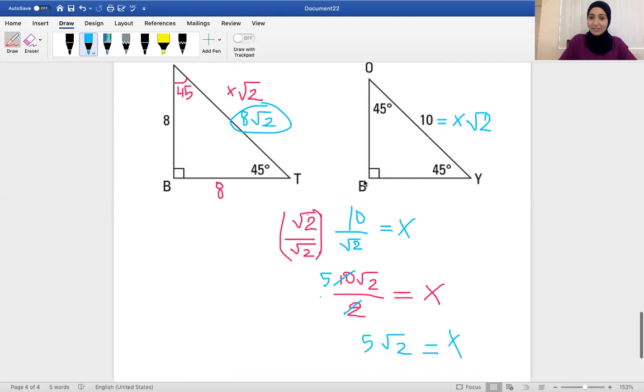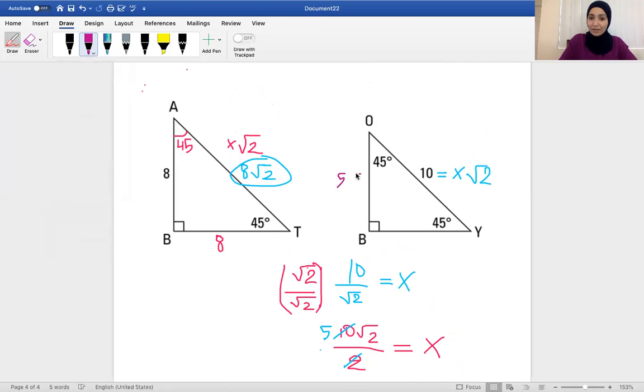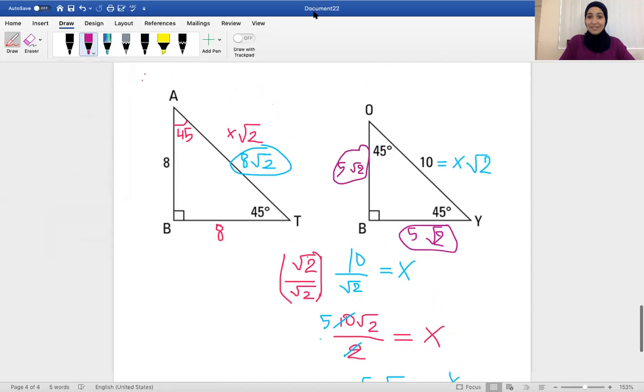Okay, so this can go here. Now I know that the measurement of this side would be 5 radical 2, and this one, 5 radical 2. How do we feel here? Are we good? And that was our lesson for today.